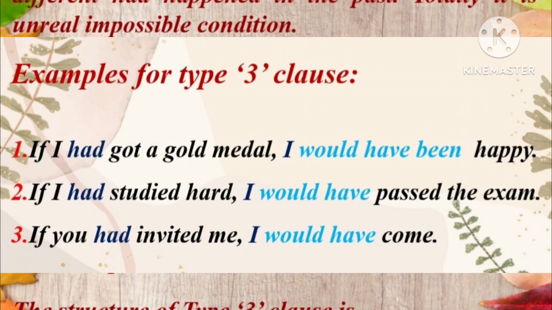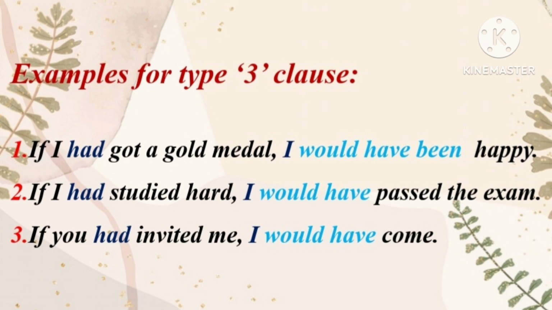Let us see examples for type 3 clause. We will come to know. The first example, if I had got gold medal, I would have been happy. So had is past perfect, so we have to use here future perfect in the main clause. If I had studied hard, I would have passed the exam. Had is in perfect tense, that's why we have used here future perfect tense in the main clause.